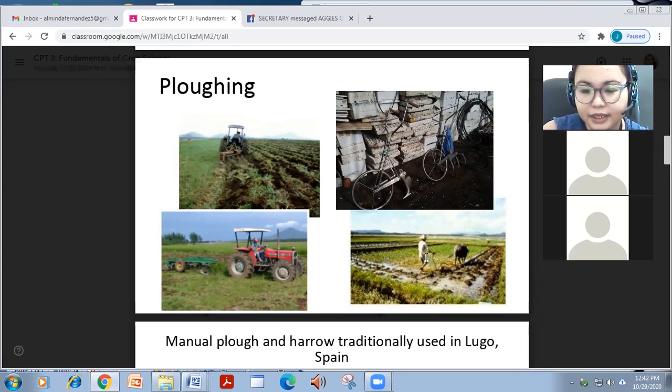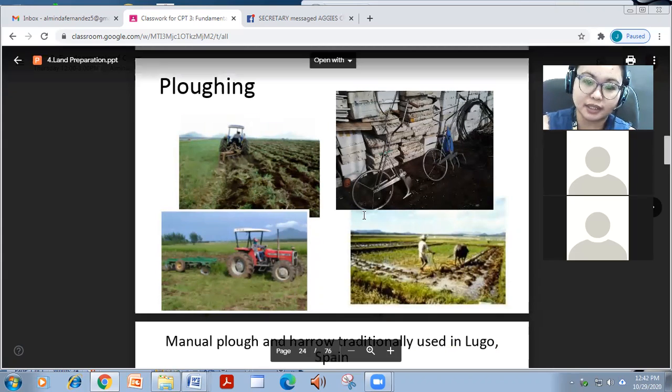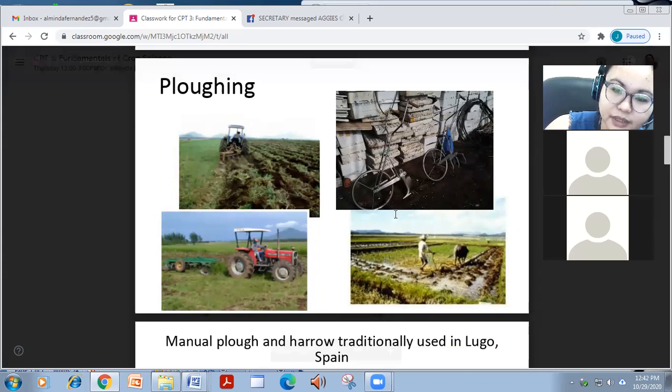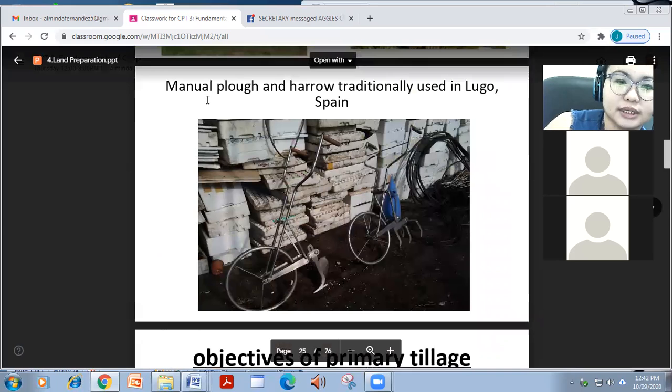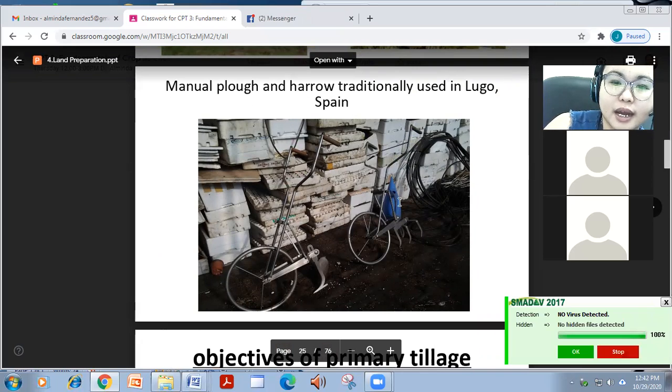Okay, anyway. So this is manual. It looks like a moldboard, so this is called a moldboard plow. This is the manual plow. And a harrow, traditionally used in Lugo, Spain.